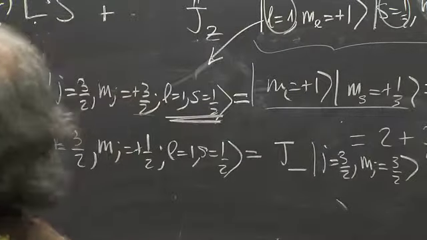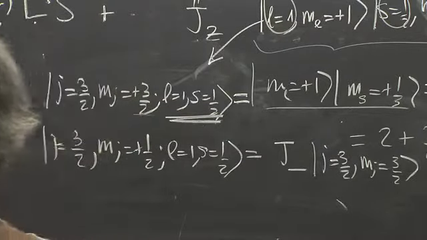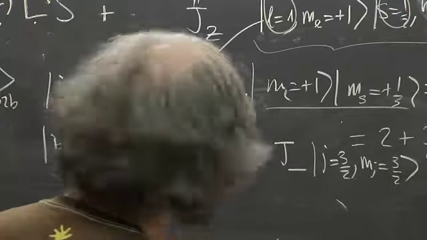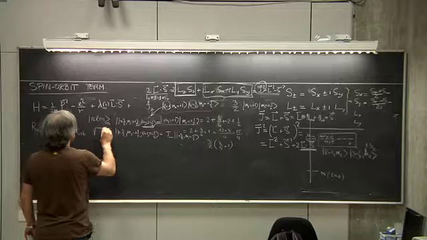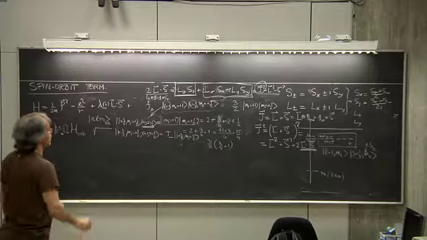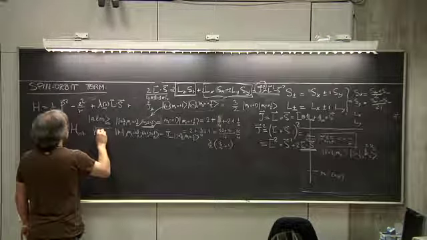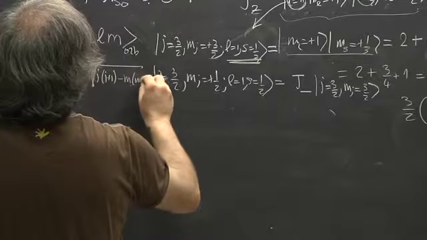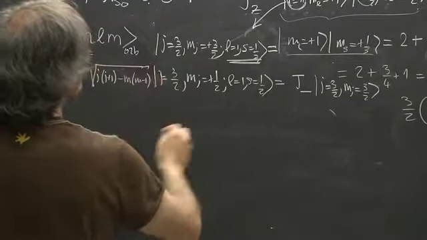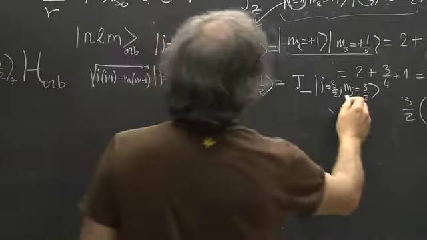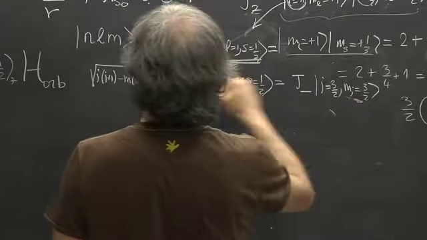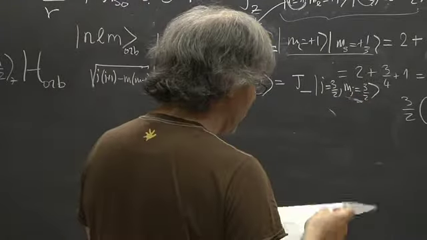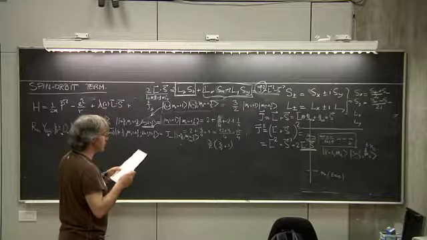Now, this looks almost right. Remember that there is always a square root, and the square root is j plus 1 minus m times j plus m minus 1. And in this case, m was 3/2. So if you calculate this thing, how much is it?